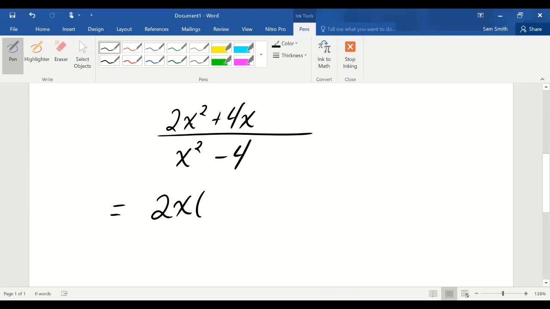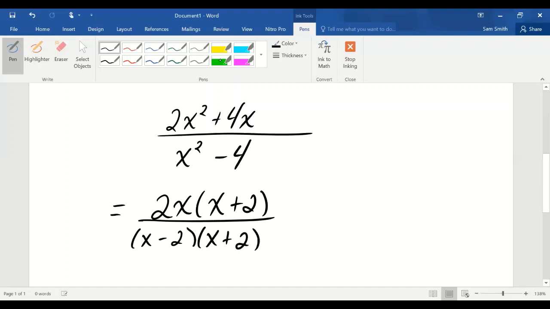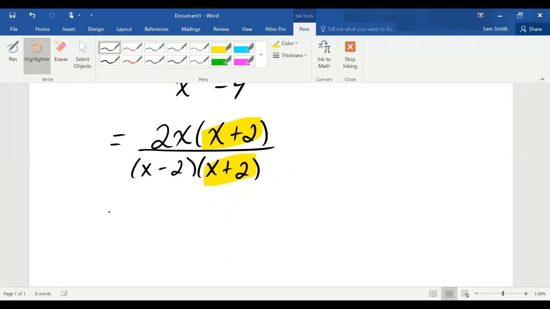The 2 and a single x comes out of the first term. A single x is left behind. The 2 and a single x comes out of the back term. A 2 is left behind. And you can always check this. If you don't quite believe, you can multiply this back through. 2x times x would be 2x squared. 2x times 2 would be 4x, indeed. And here in the denominator, I would have the difference of squares, x plus 2, x minus 2. So the common factor of x plus 2 will cancel out. I'm left with 2x over x minus 2.